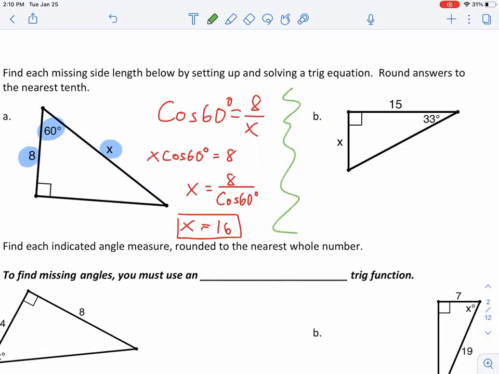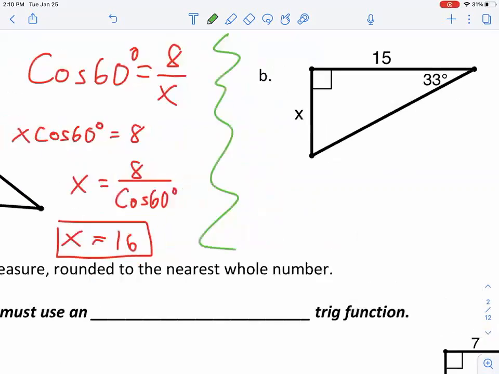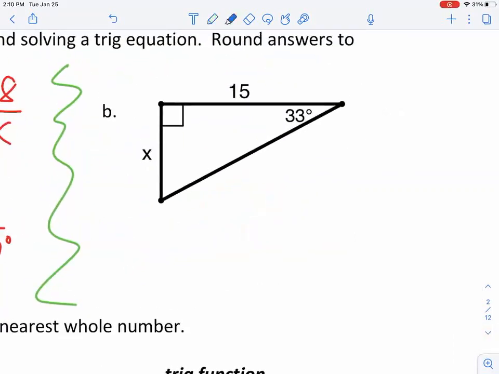Sorry. All right, I'm going to do part B here. I'll separate it and change colors so you guys can see. So looking at part B, I first have to figure out what function I am going to use. So I'm going to highlight the 3 bits of information. I've got my angle, I've got the opposite, and the adjacent. So now I think which of these uses opposite and adjacent? That is the tangent.